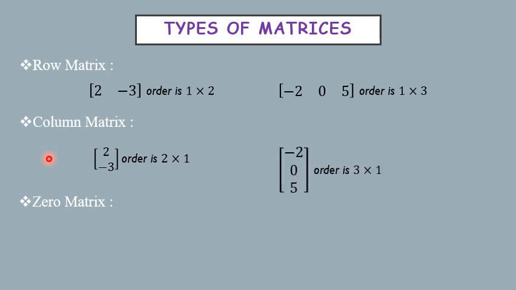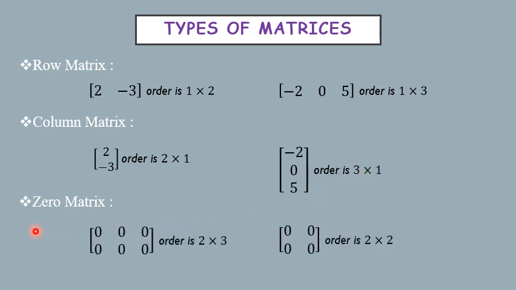So this arrangement contains two rows and one column. So this is a column matrix and the order is 2 by 1. And this matrix contains three rows and one column, so the order of this matrix is 3 by 1. Next, zero matrix. Such types of matrices are called zero matrix. A matrix in which all elements are zero.